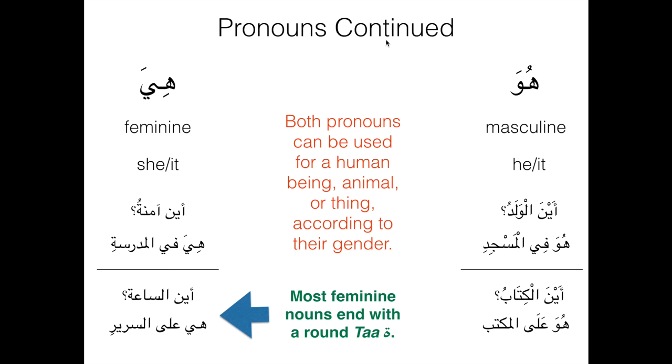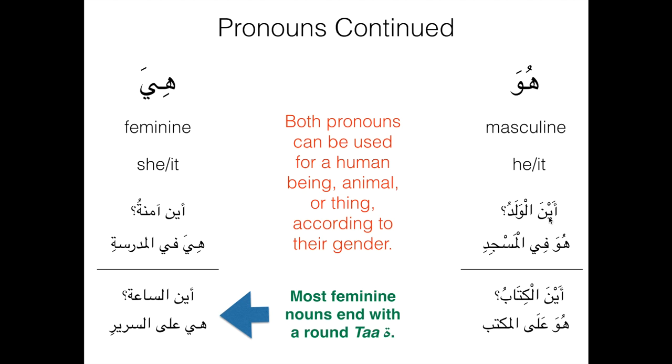Let's take a look at examples. Huwa is masculine for he, it. أين الولد هو في المسجد. Where is the boy? He is in the mosque. Both pronouns can be used for a human being, animal, or thing, according to their gender. So according to the gender of what is being described, it can be masculine or feminine.